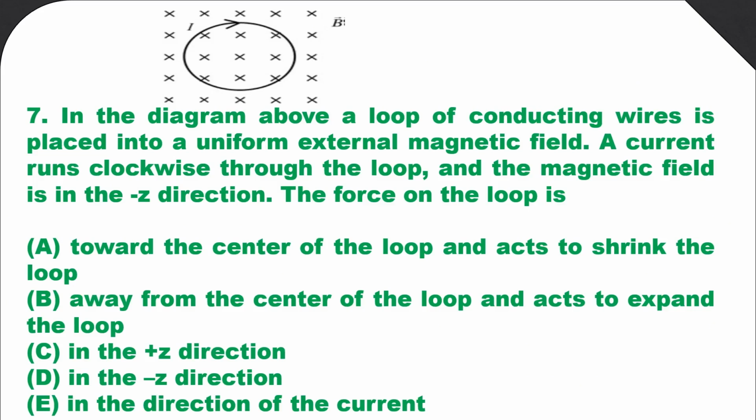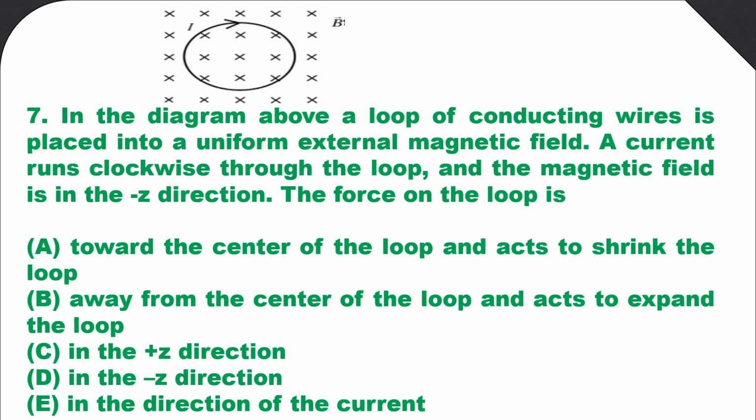Question 7. In the diagram above, a loop of conducting wire is placed into a uniform external magnetic field. A current runs clockwise through the loop, and the magnetic field is in the negative Z direction. The force on the loop is... So let's see which of these options is correct. Now the keywords here are diagram, current runs clockwise through the loop, magnetic field, force.